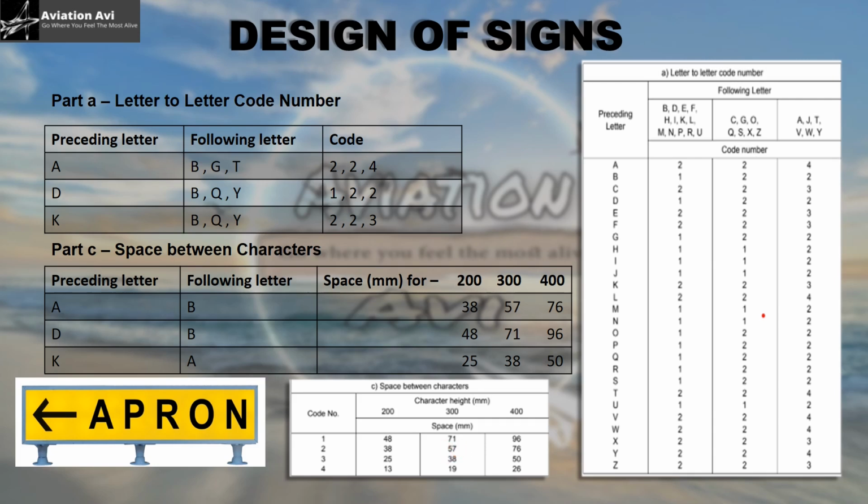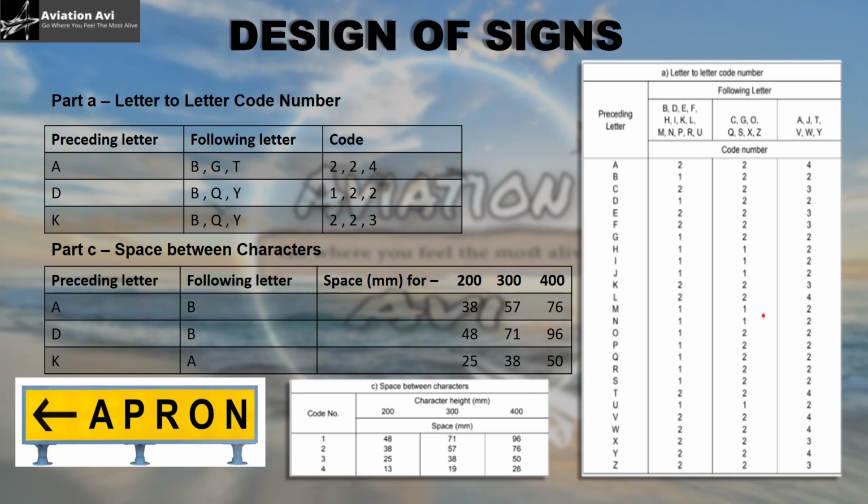Let's do it again. Now the alphabet P is followed by the alphabet R. Now in the preceding letter, let us find the alphabet P. You see it here. Now the alphabet that follows P is R. Again, you find it here. The code number becomes 1. For code number 1 and the character height of 300 millimeters, the space between these two becomes 71 millimeters. So the space between the alphabet P and the alphabet R is 71 millimeters.